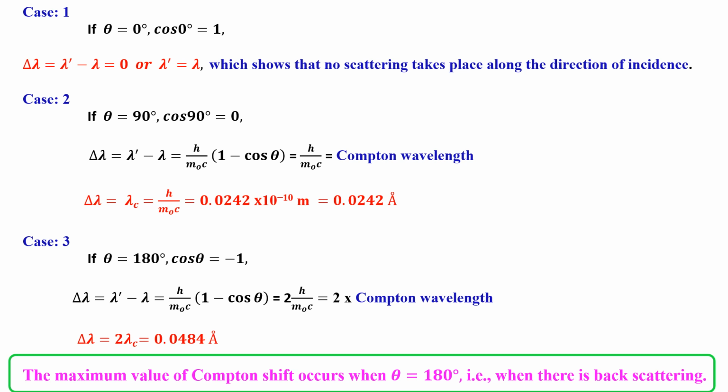Third, when the scattering angle is 180°. In this case, Compton shift is equal to 2 times the Compton wavelength. So, Δλ is equal to 0.0484 angstrom. So, the Compton shift increases with the increase of scattering angle. That is, the maximum value of Compton shift occurs for θ equal to 180 degrees. That is, when photon collides with the electron and is scattered completely in backward direction, then we will get maximum value of Compton shift. Hence, the theoretical expression of Compton shift is in good agreement with the experimental results.